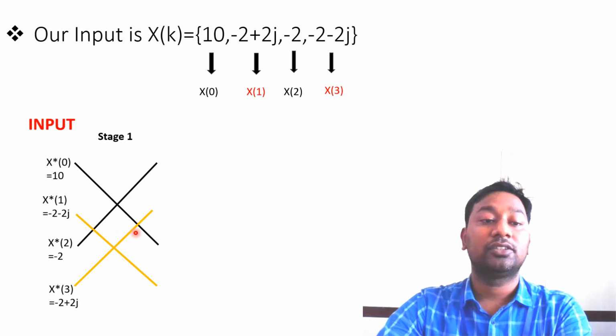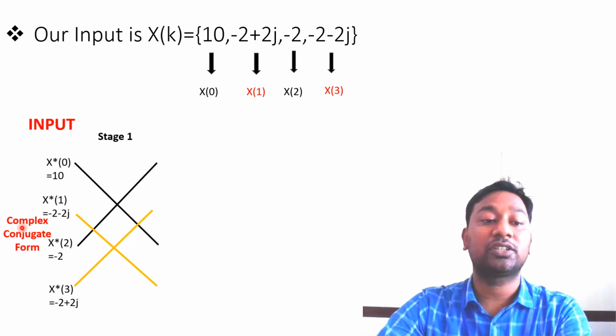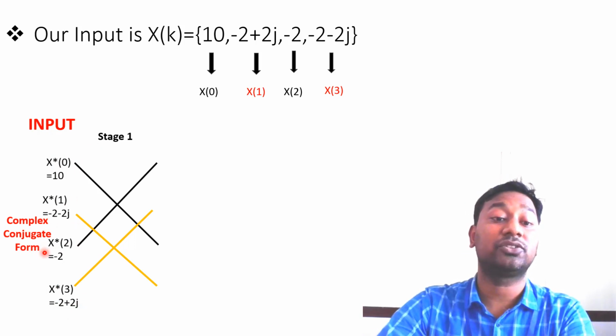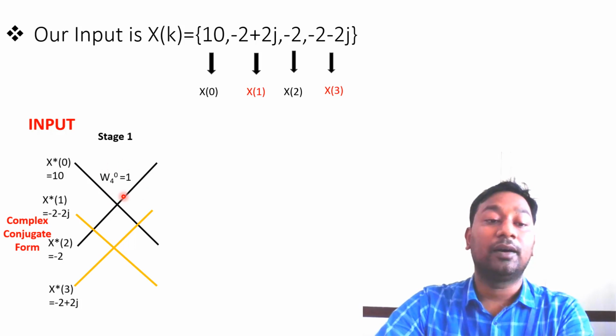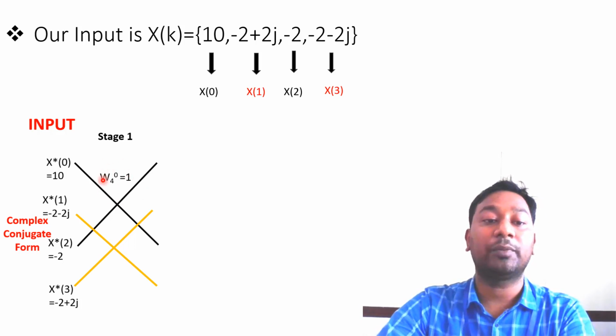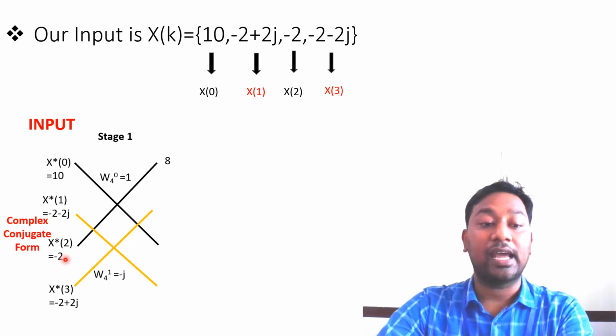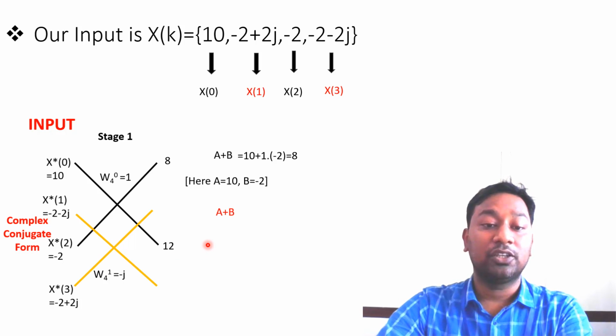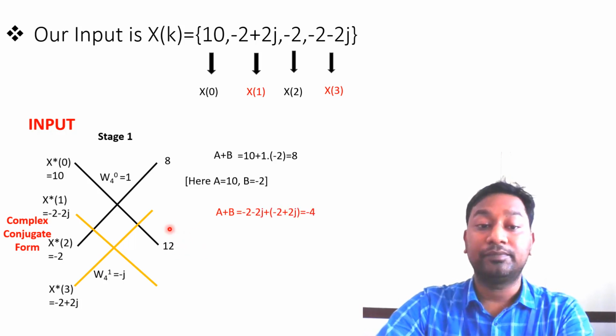So the input is x of 0 is 10, x of 1 is minus 2 minus 2j, x of 2 is minus 2, and x of 3 is minus 2 plus 2j. The input is in natural order with complex conjugate form. Now coming to the first butterfly, the twiddle factor associated is omega 4 to the power 0, that is 1, and the second butterfly's twiddle factor is omega 4 to the power 1, equal to minus j. The input is 10 and minus 2, so simple addition: 10 minus 2 is 8, and 10 minus minus 2 is 12.